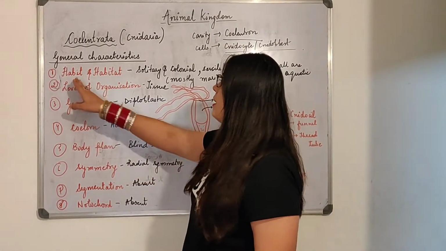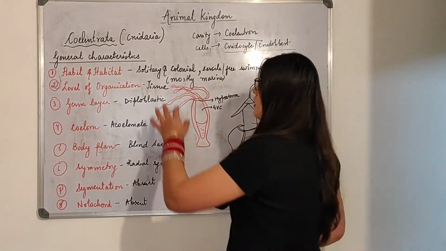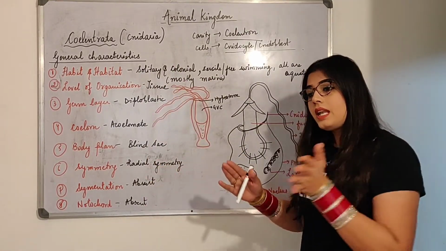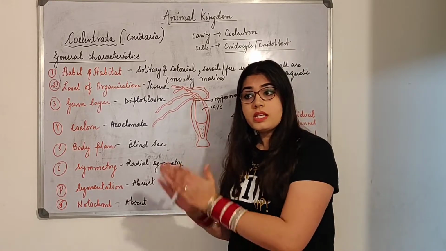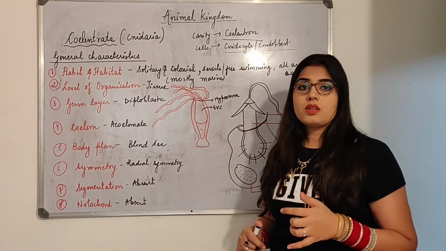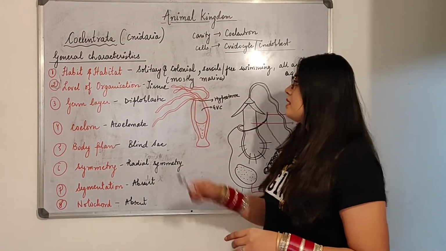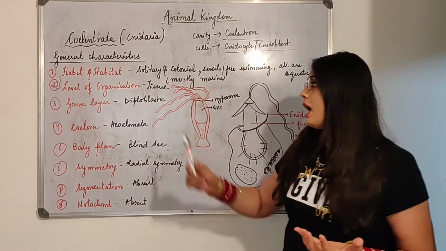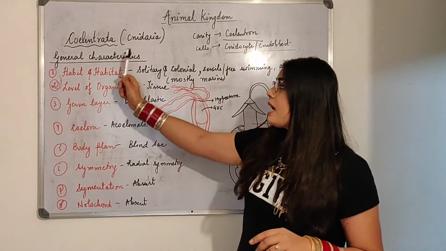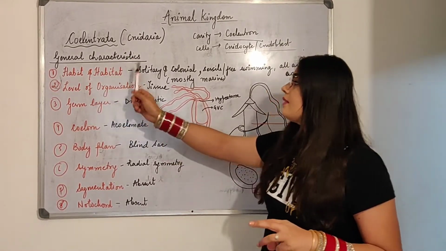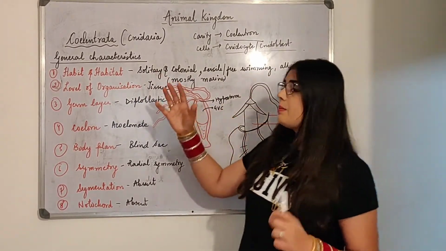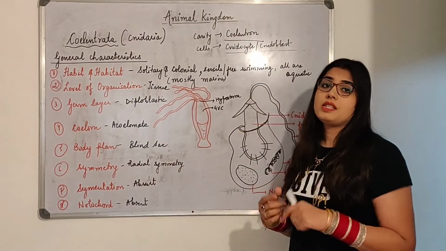Now comes habit and habitat. So what happens in habit and habitat? You will say they are solitary, right, as well as colonial. That means they can live individually, all alone, single, and they can live in colonies also. That means they can live in groups, right? The whole group can be present together, and they can be a single individual also. That is a general characteristic. Okay, that is the habit and the habitat. So that means it can be a single COELENTERATA or it can be a multiple colony of COELENTERATAs.